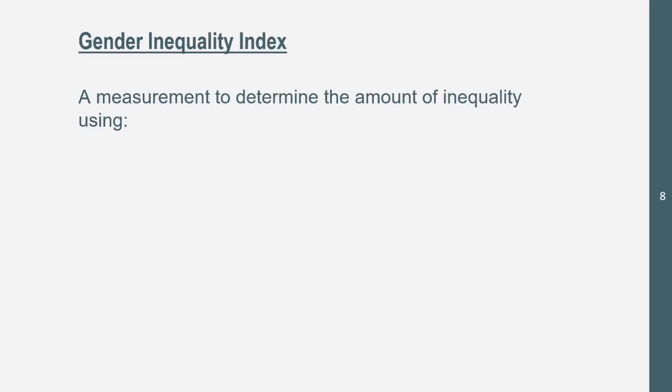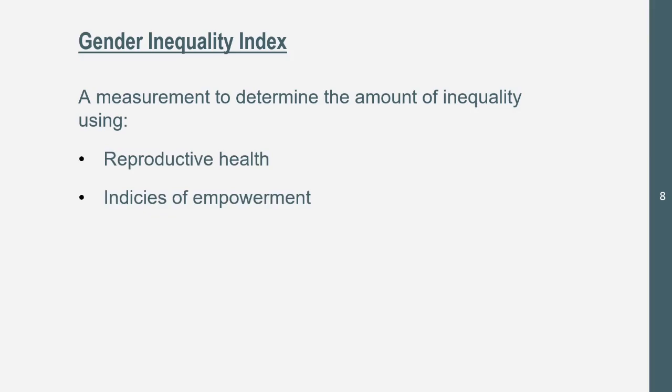Now let's get into the Gender Inequality Index, which is a measurement to determine the amount of inequality in a country using reproductive health, indices of empowerment, and labor market participation. Sorry, the measurement is using reproductive health. So, how many babies are being born? What are the problems of miscarriages or other pregnancy issues?